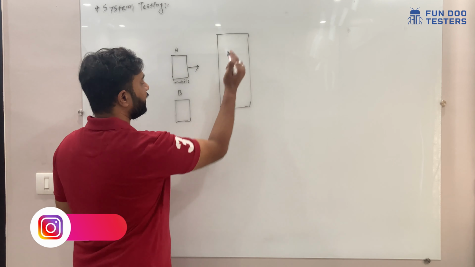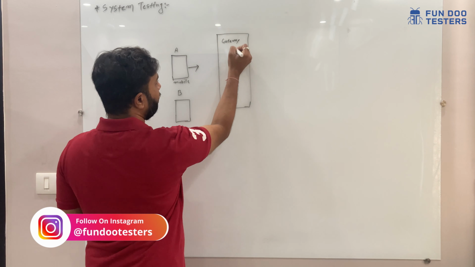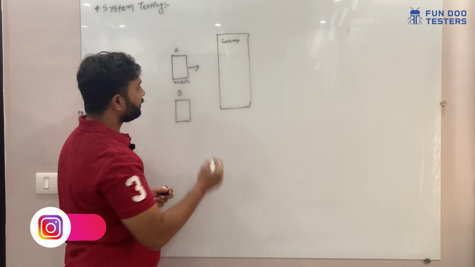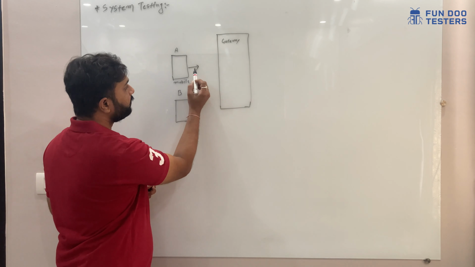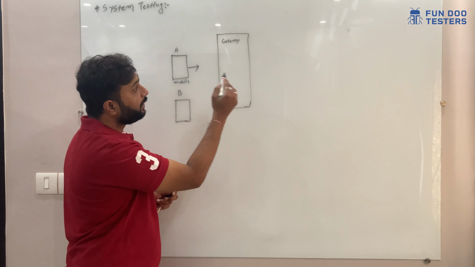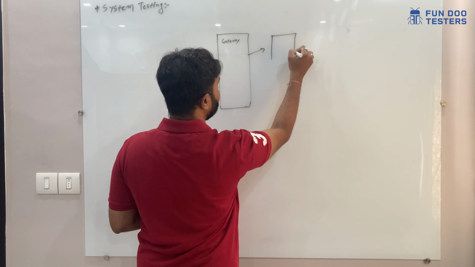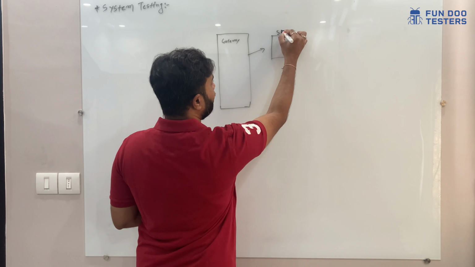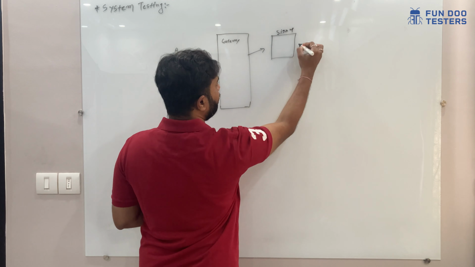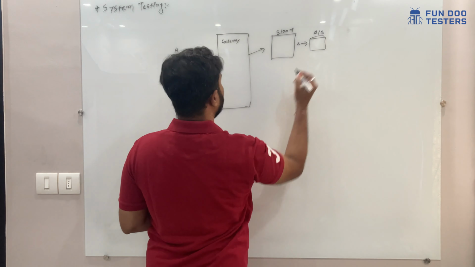In between there is a gateway. Whenever I hit the sign up API, I will send the sign up request to the gateway, and the gateway will transfer it to the appropriate service. Let's say the gateway is transferring my request to the sign up service, and along with the sign up service there will be a small database for the sign up.